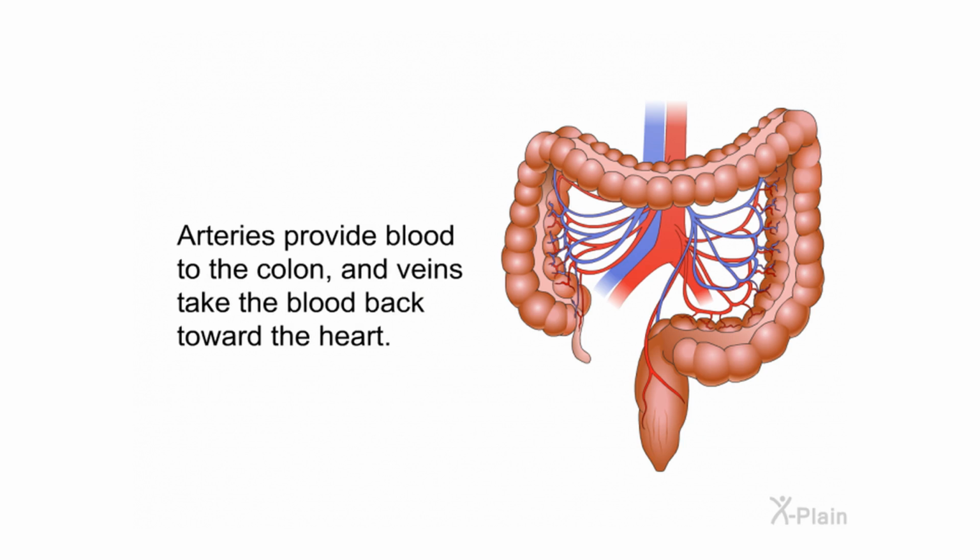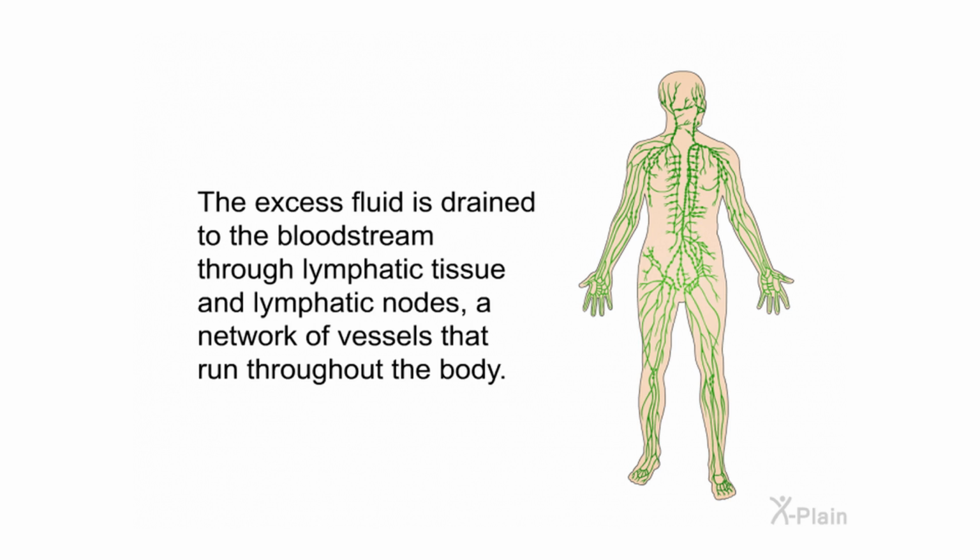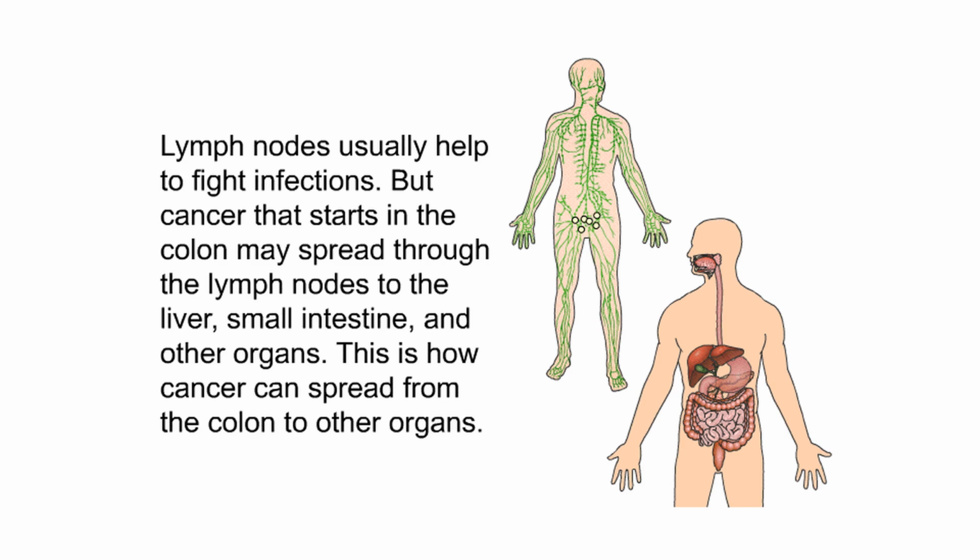Arteries provide blood to the colon, and veins take the blood back toward the heart. The excess fluid is drained to the bloodstream through lymphatic tissue and lymphatic nodes, a network of vessels that run throughout the body. Lymph nodes usually help to fight infections, but cancer that starts in the colon may spread through the lymph nodes to the liver, small intestine, and other organs. This is how cancer can spread from the colon to other organs.